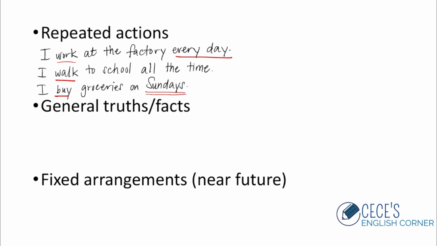We also use the simple present tense for general truths or facts. For example, the earth is round. The verb is in the simple present tense. The sun sets in the west. Sets is in the simple present tense.